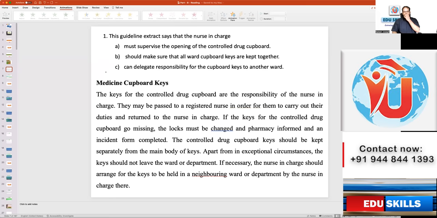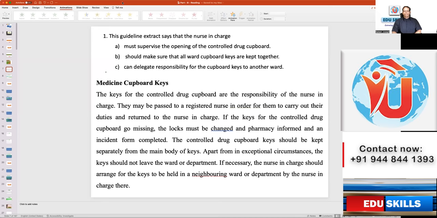And text one. Question number one. This guidelines extract says that the nurse in charge, option A, must supervise the opening of the controlled drug cupboard. Option B, should make sure that all ward cupboard keys are kept together. Option C, can delegate responsibility for the cupboard keys to another ward.